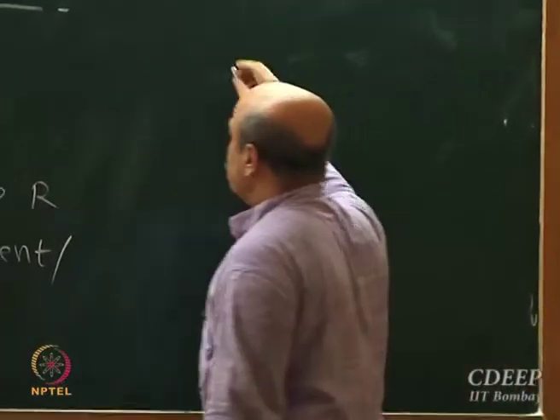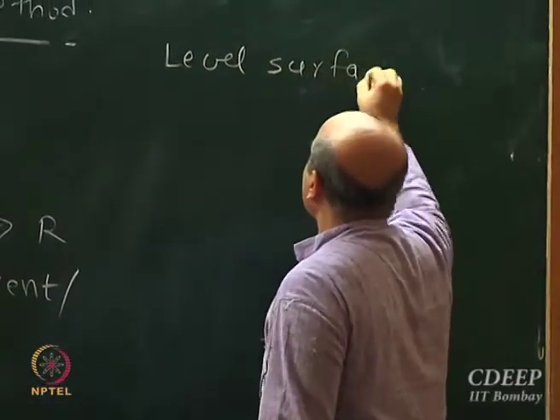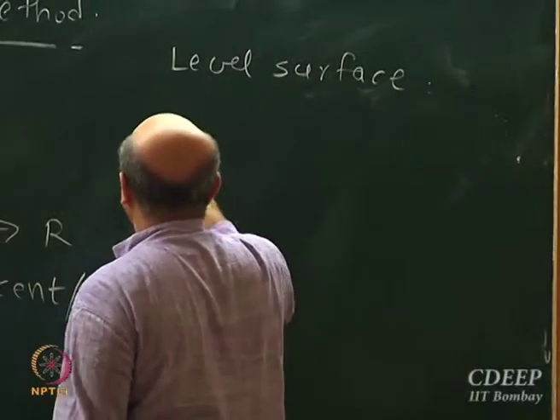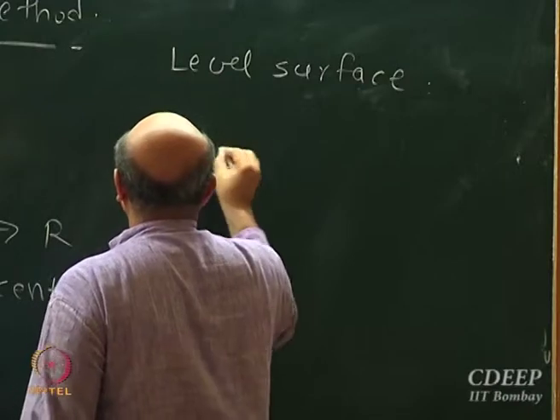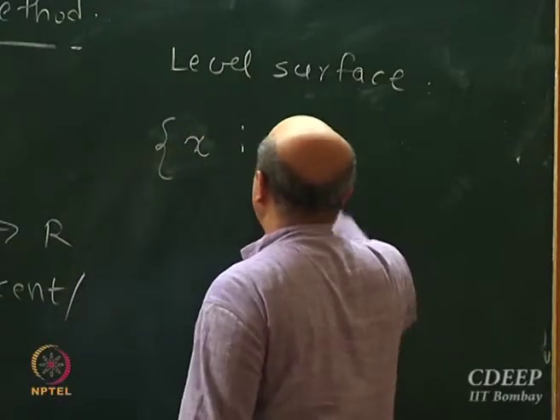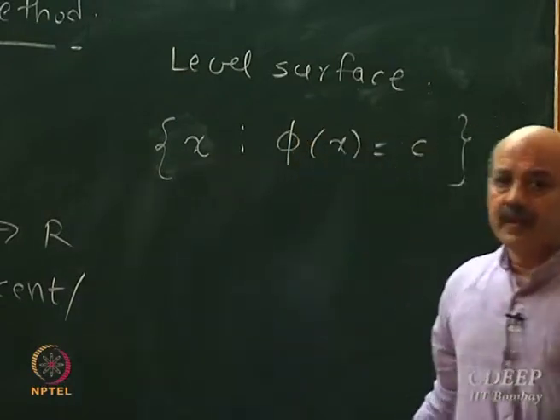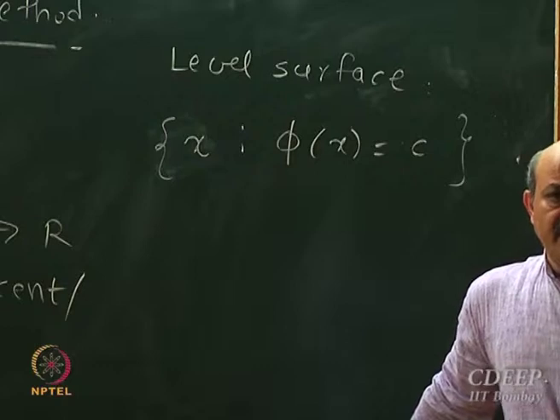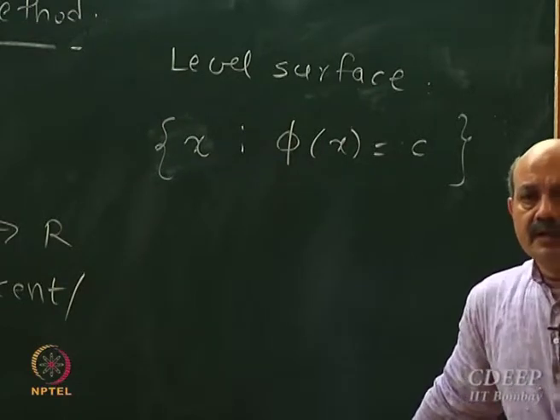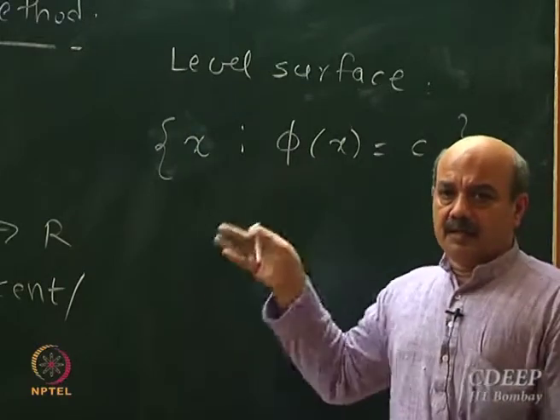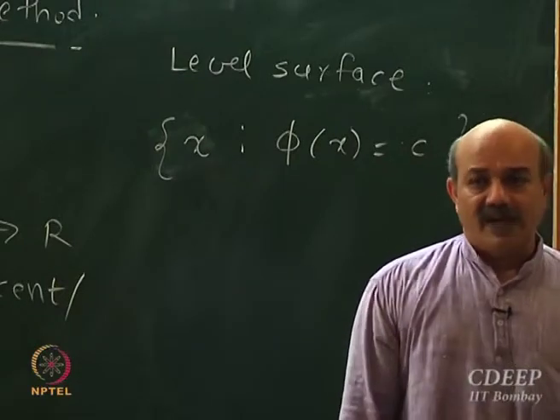Level surface is a set of all points x such that phi x is equal to constant. It's a scalar objective function, right? So phi x equal to constant. I want to look at level surfaces. That is, I want to look at locus of x.